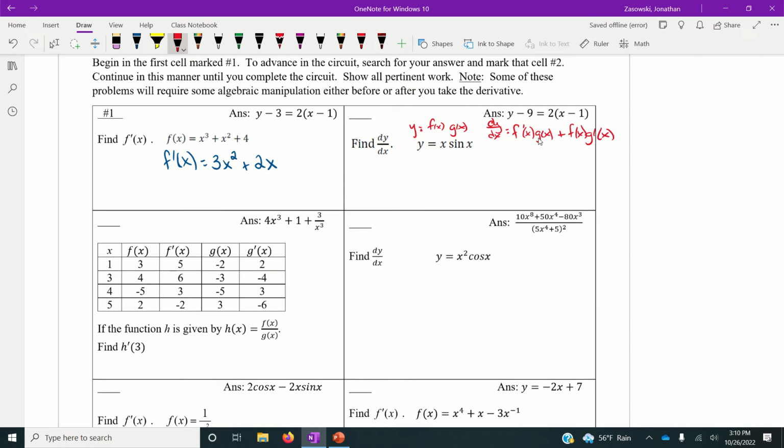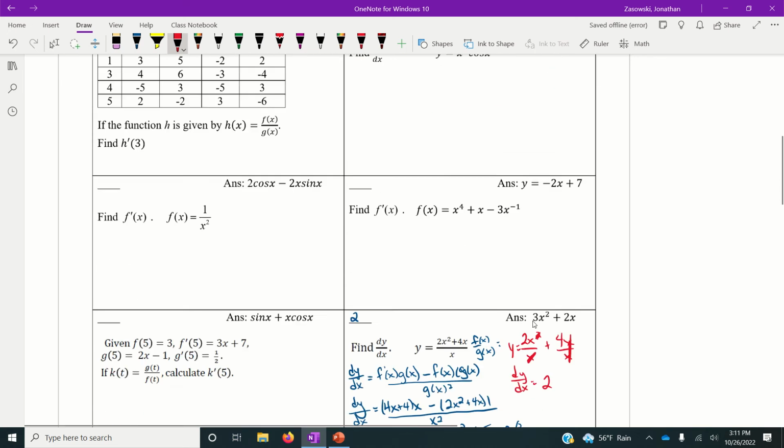Okay, so starting with dy over dx. Derivative of the first, x, is just 1 times the sine of x, plus, keep the first one the same, take derivative of the second, we get x cosine x. So really, we don't really need the 1 times. So we're going to get sine of x plus x cosine x.